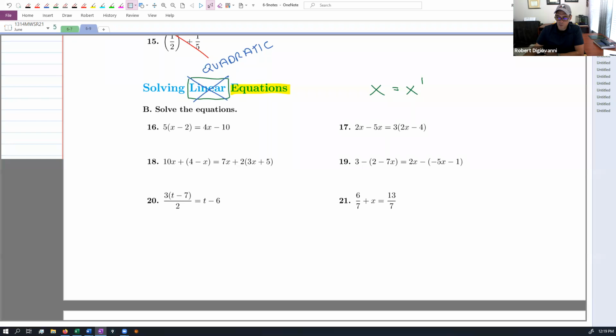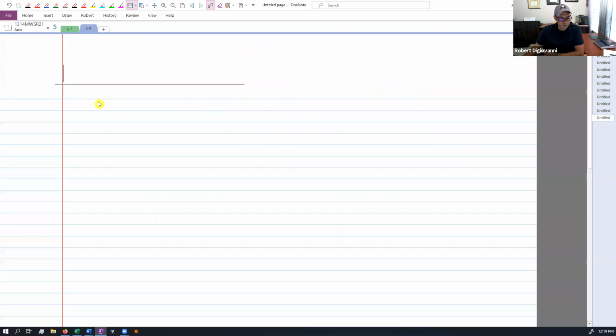Okay, I'm going to make one up. I'm going to make up my own problem here. I want us to do 3/4 x - 3 = 1/3 x + 5/6. All right, this one's a tough one.